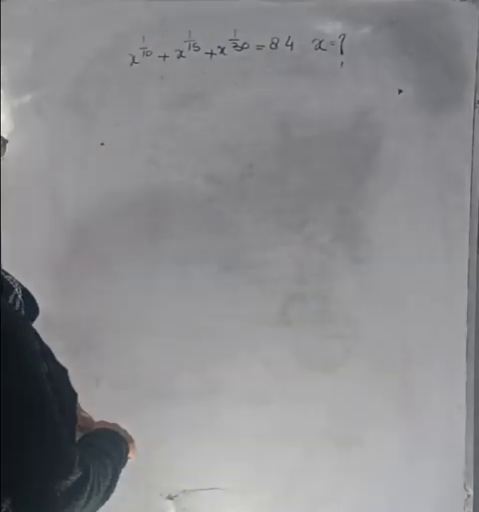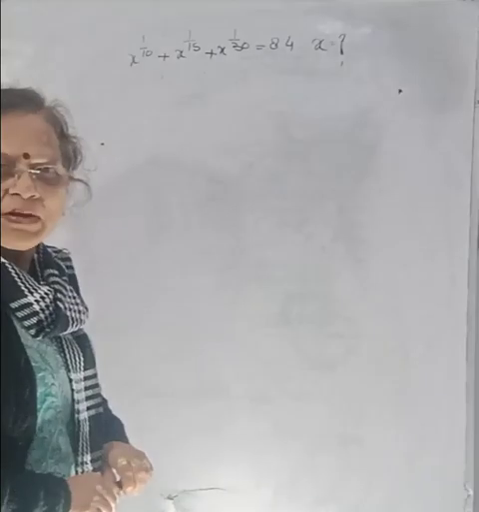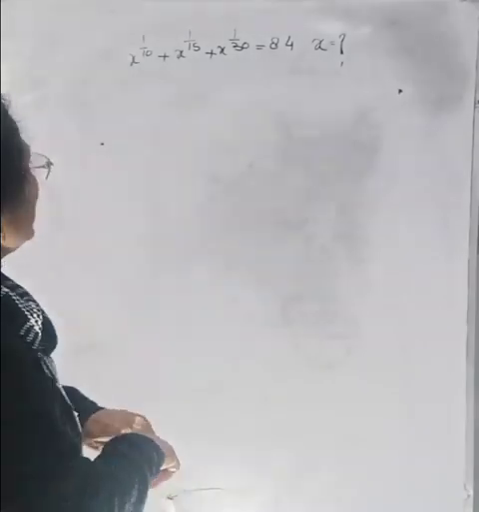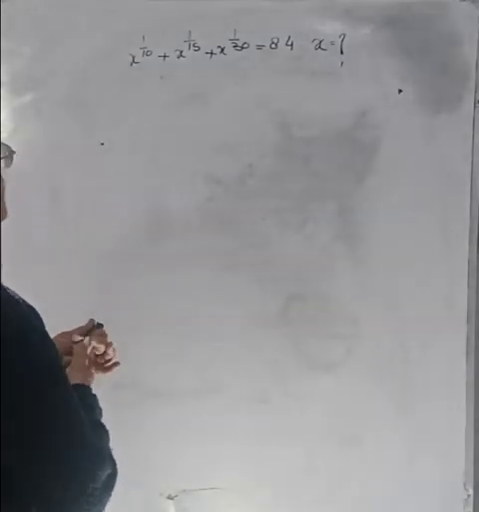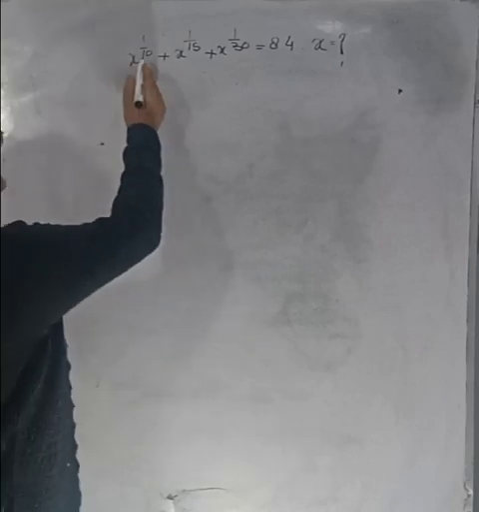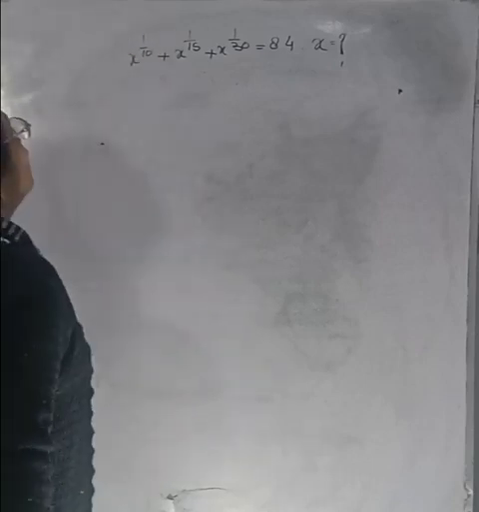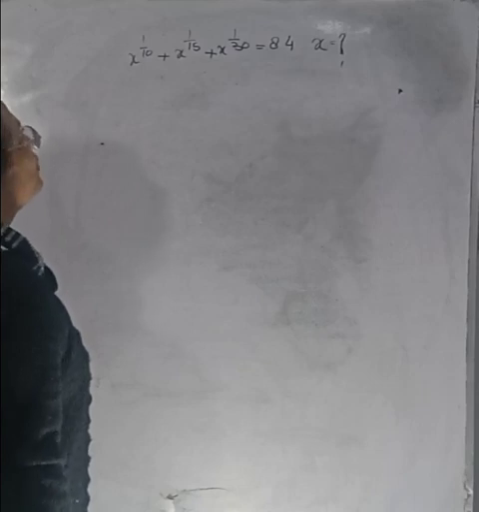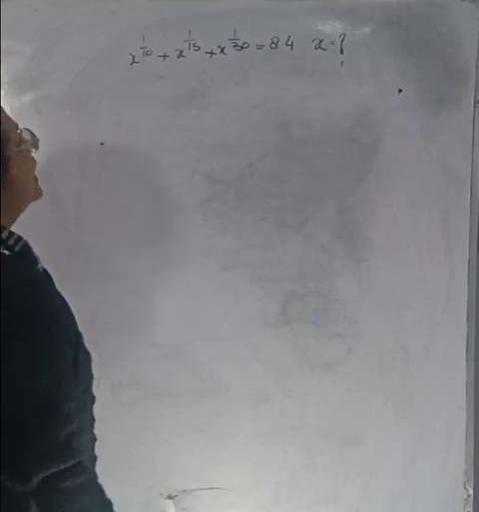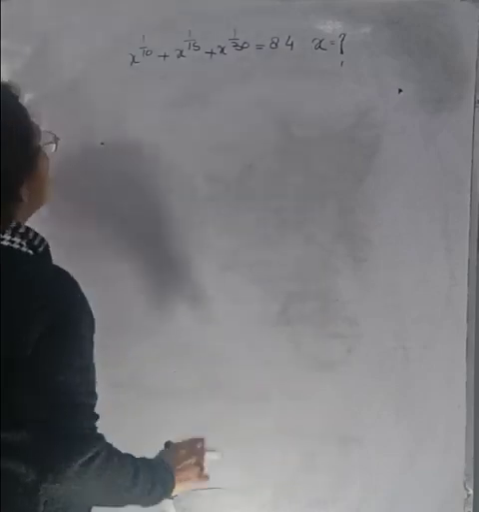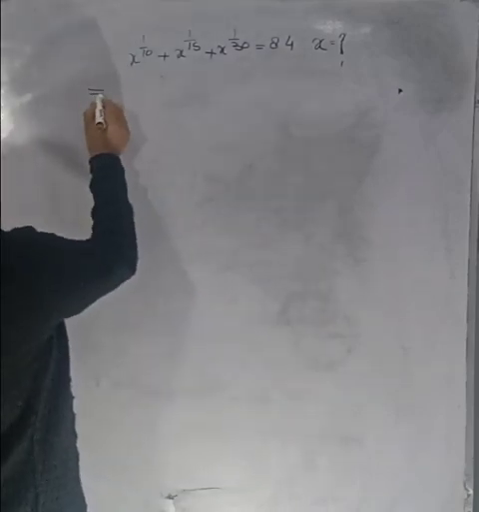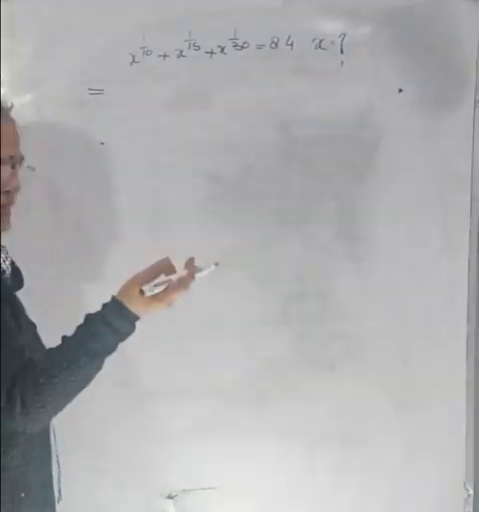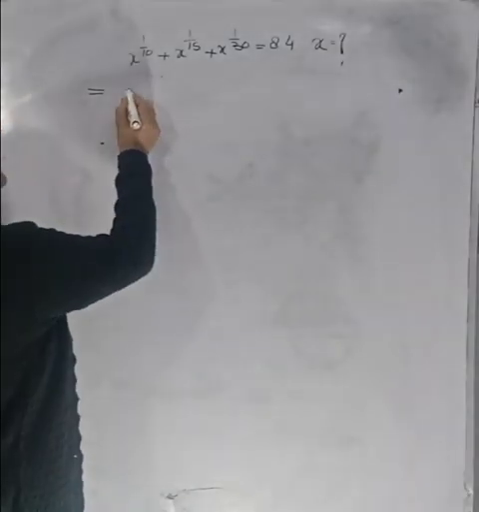In this video, we have to deal with algebraic equations, an Olympiad-based algebraic equation, to find the value of x. This is x^(1/10) + x^(1/15) + x^(1/30) = 84. X is to be found. Let us take the left hand side.